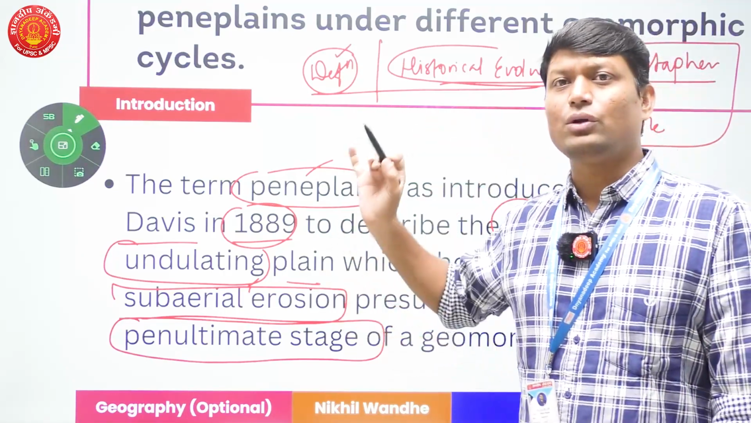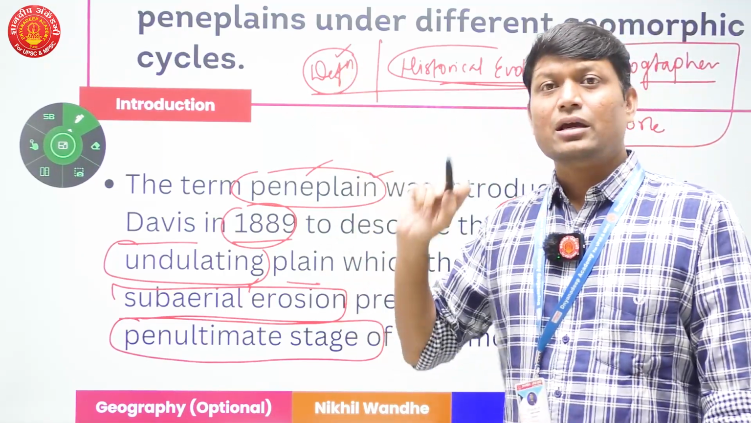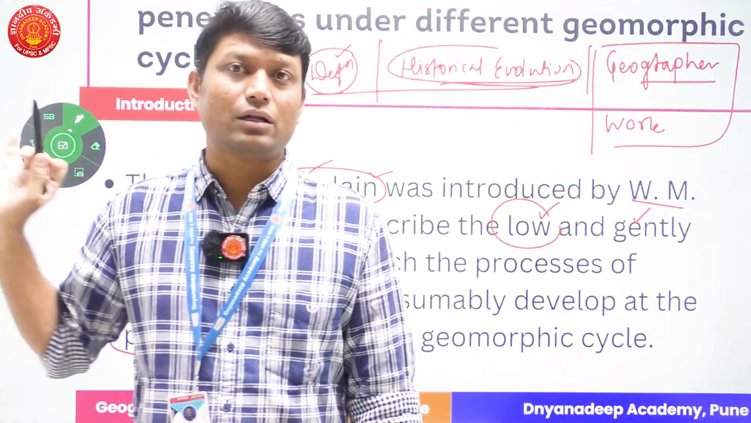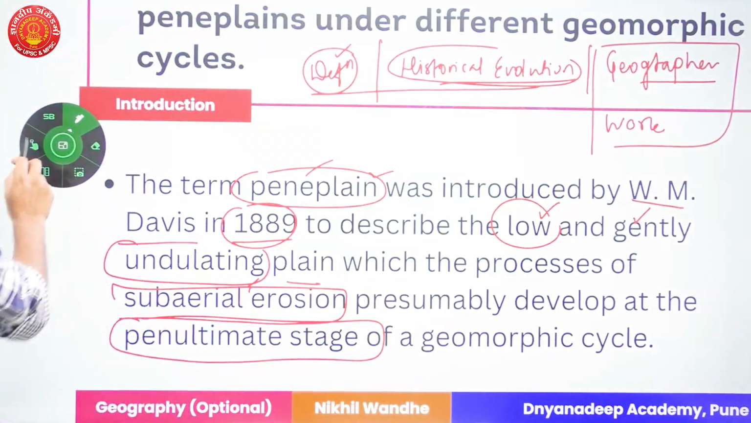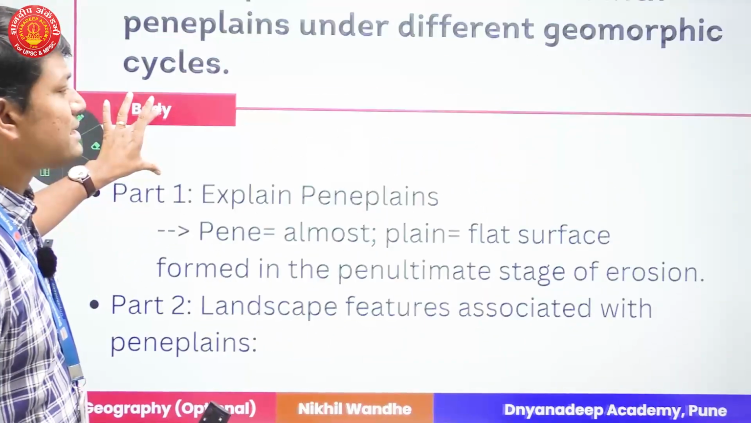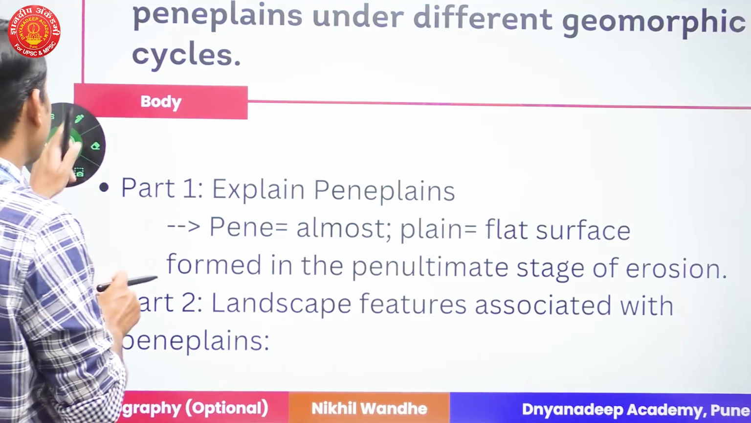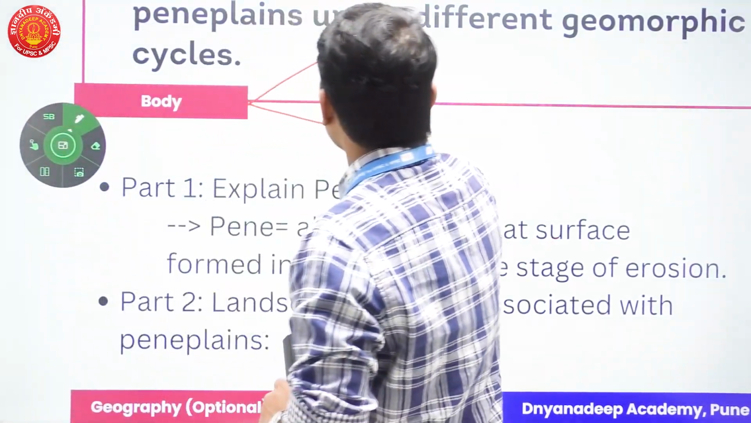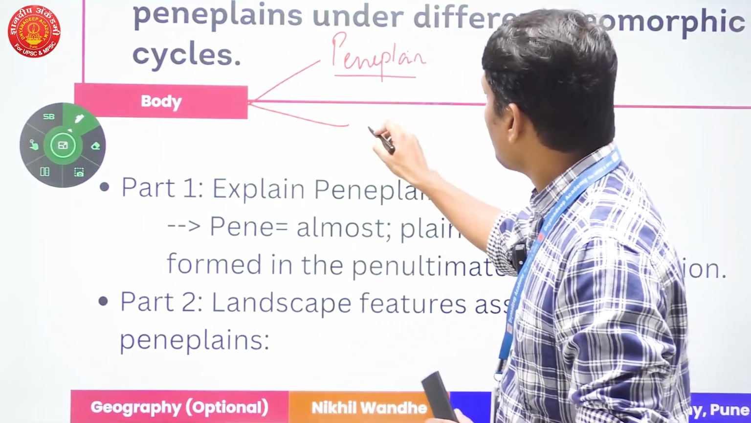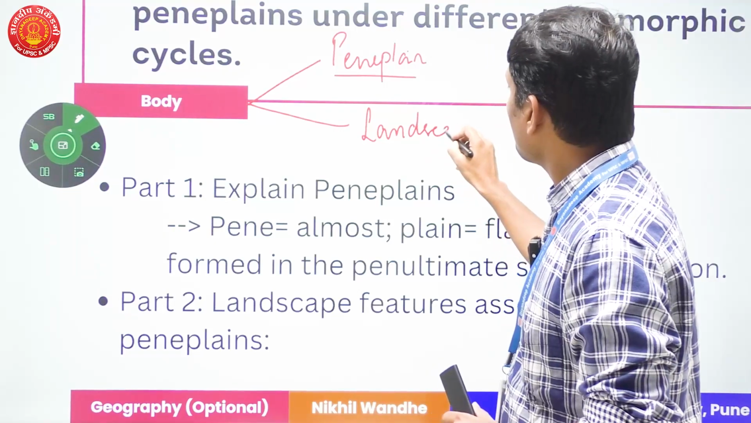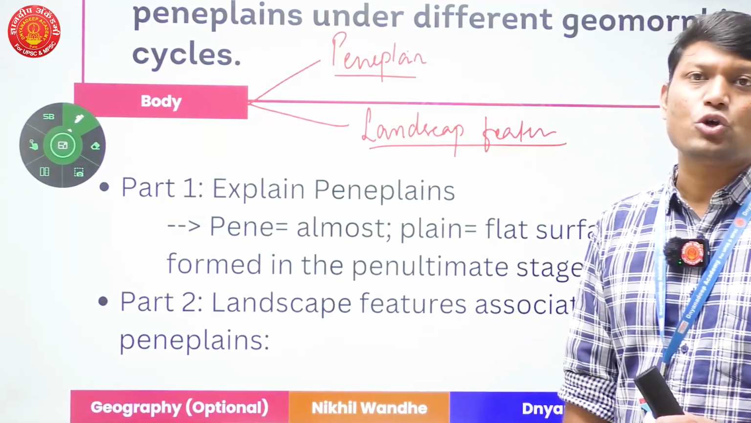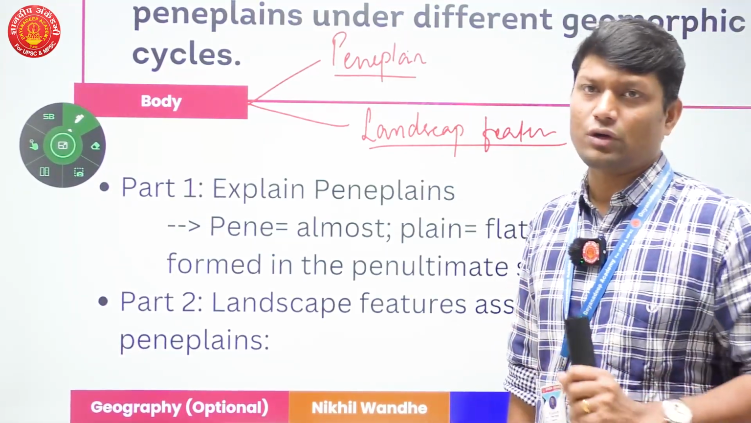So we simply have to write in the next part regarding the landforms or landscape which appear in the last stage of the geomorphic cycle. That is simple. Once I have introduced the definition, I will further explain what peneplains are. In the body part, I have again made two parts. One I will dedicate to peneplains, and in the next part I will talk about various landscape features which we find in the last stage of the geomorphic cycle.